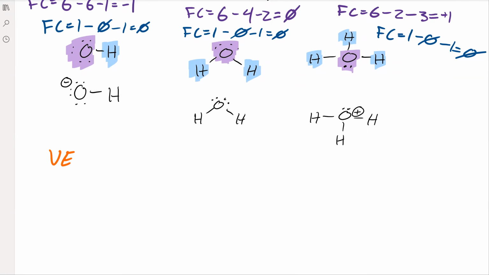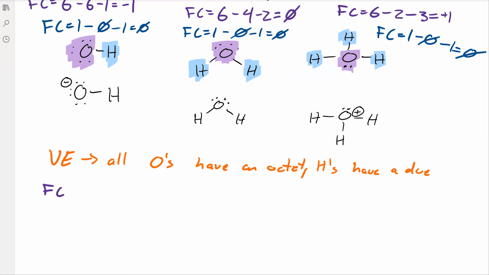So let's think about the differences of valence electrons versus formal charge. If you go ahead and count all the valence electrons, what you'd see is that all the oxygens have an octet, and all the H's have a duet. Right, everything in all 3 of these structures has a filled valence shell. So all 3 of these are good Lewis structures, right? Because having a filled valence shell is more important than having a low formal charge.